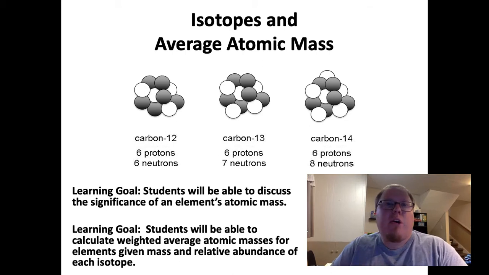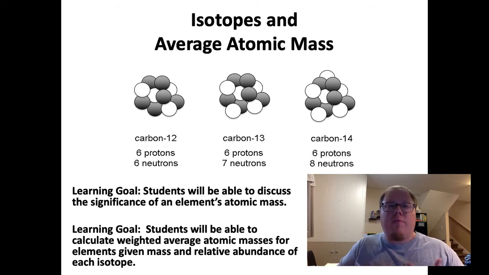Hi guys, so today we're going to talk about different isotopes and how to calculate the average atomic masses that you find on the periodic table. So each element on the periodic table in nature comes with several different isotopes. For example, carbon. If you were to pick up anything made out of carbon, it would have both carbon-12, carbon-13, and carbon-14. All three of those isotopes are going to be in there.